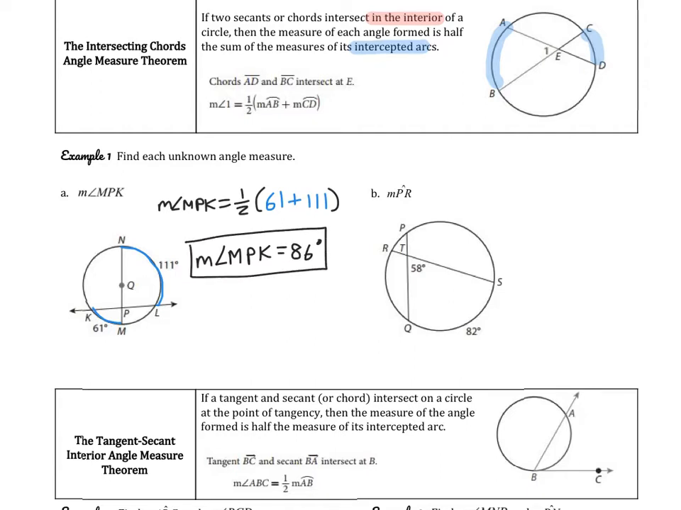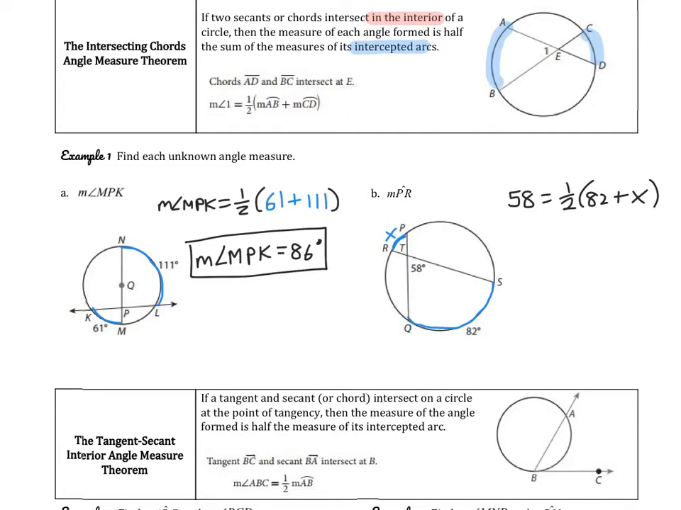Okay, let's try part B. Here we're actually asked to find the measure of an arc. We know the measure of the angle, it's 58 degrees, and we know one of the intercepted arcs, and we need to find the measure of arc PR. So we'll still set up the equation. The measure of the angle, which is 58 degrees, is 1/2 times the sum of the measure of the two arcs. So we'll say 82 plus x, and this would be x.